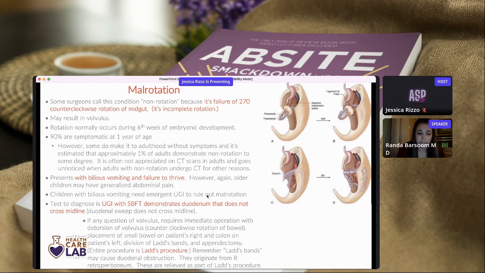So it's an appendectomy, division of the Ladd's bands, as well as detorsion of the volvulus, really. Next.